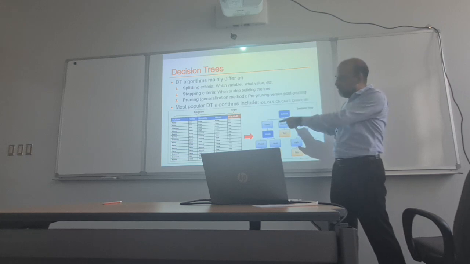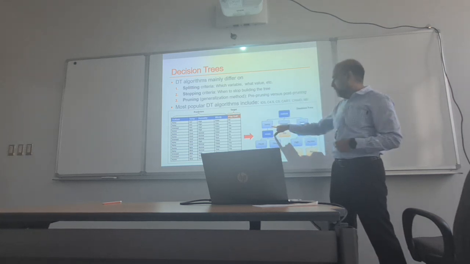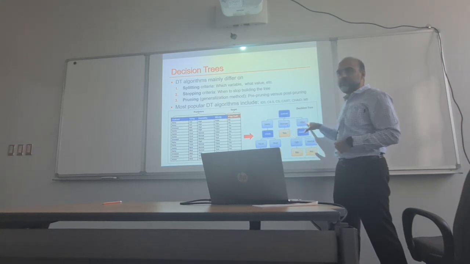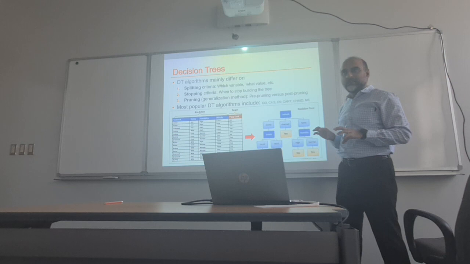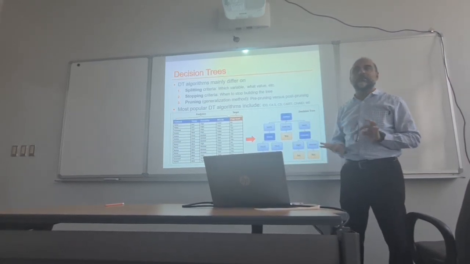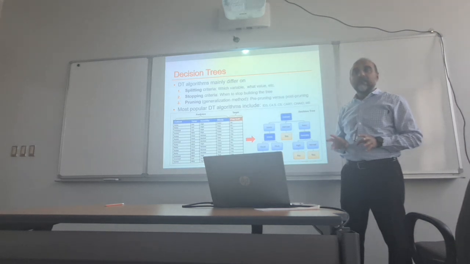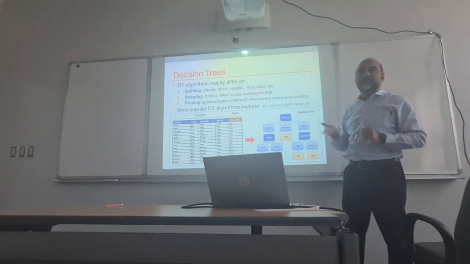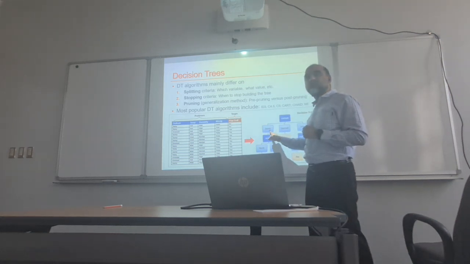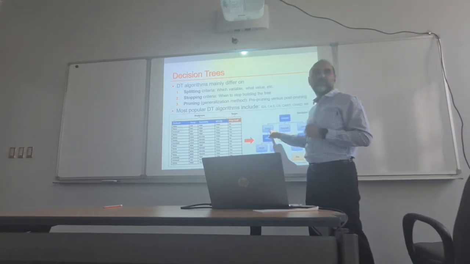So what do you see under outlook? Sunny, overcast, or rainy. So these are the three things under outlook that will define whether you're going to be playing or not playing. Then it picks the second most important one related to each of these. That's how a decision tree works.